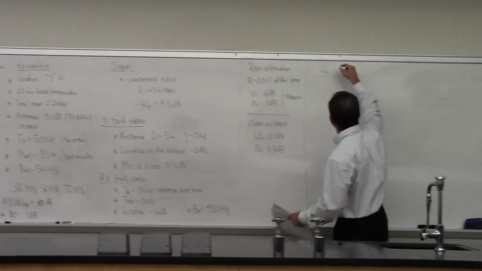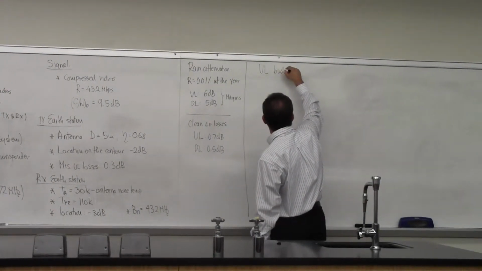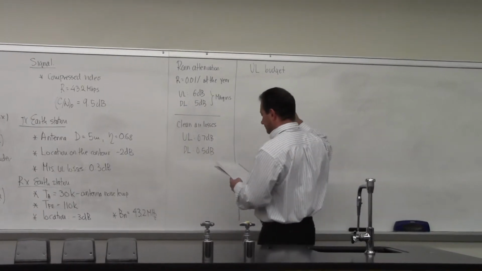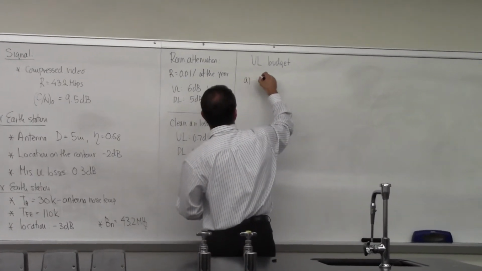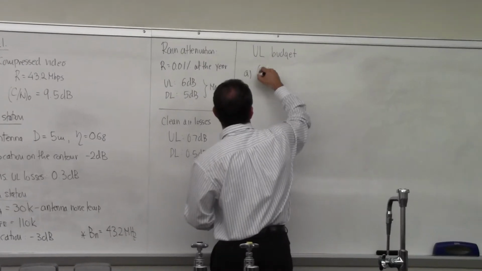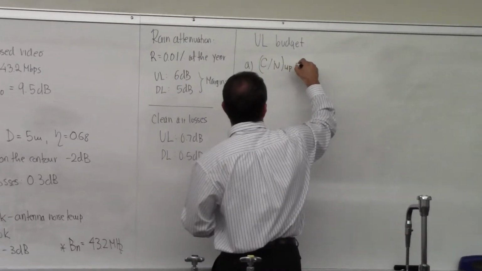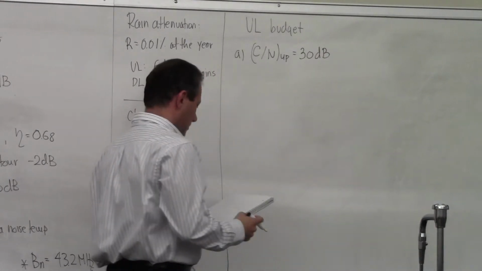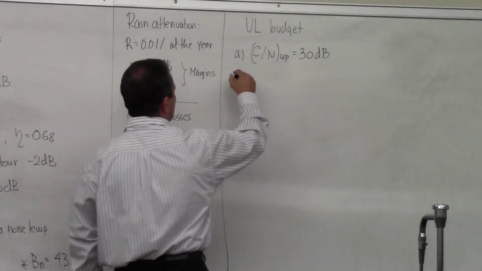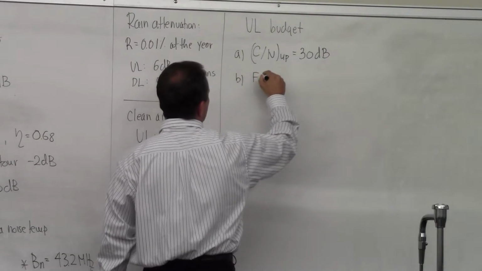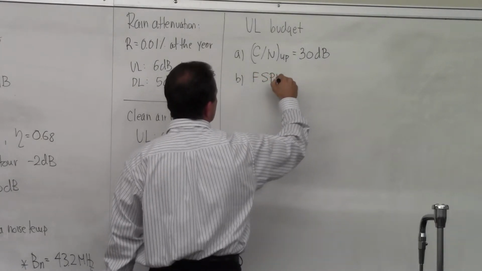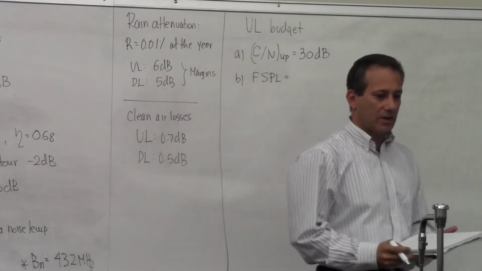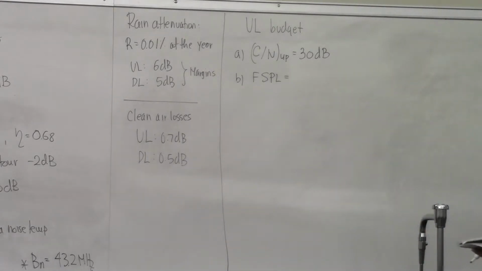So first, let's look at the uplink. The requirement we have, following what I gave on the slide, is to provide 30 dB on the uplink. What I'm going to calculate first, and this is the easiest thing to calculate in this link budget, is the free space path loss.